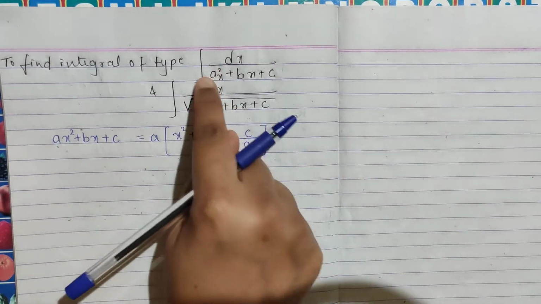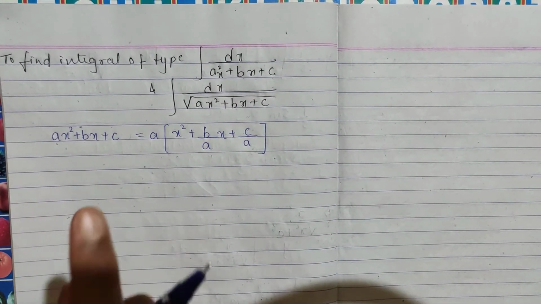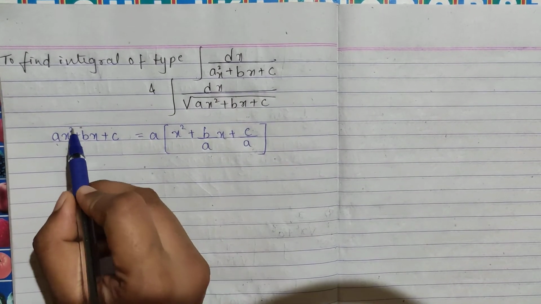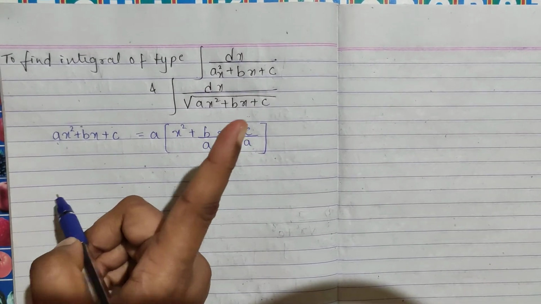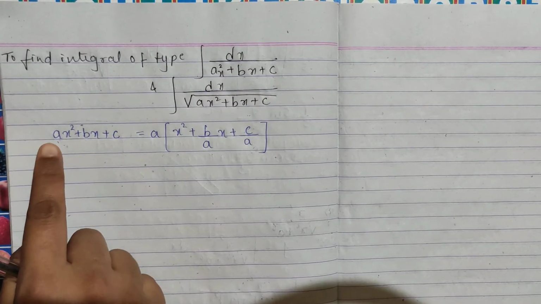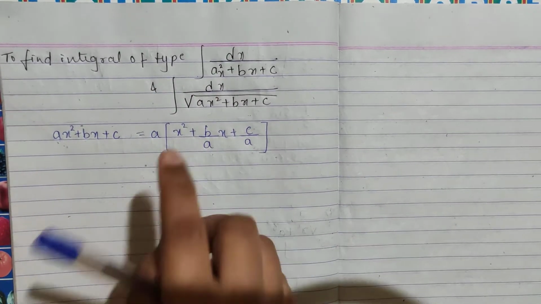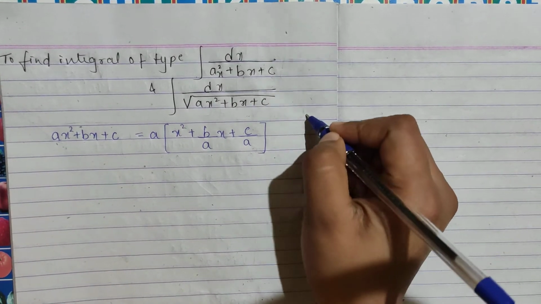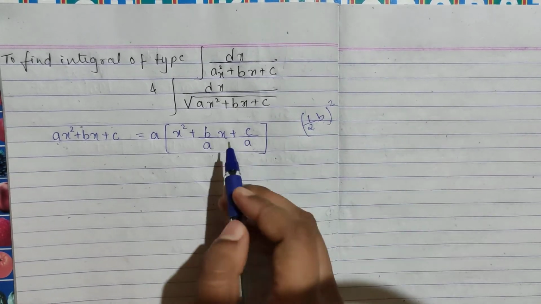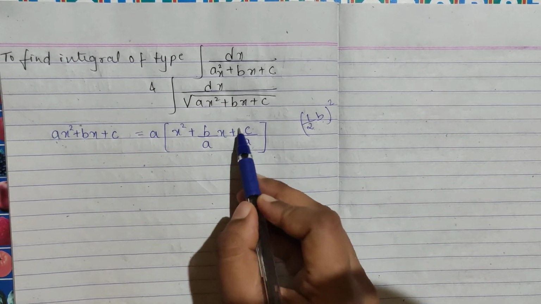Whenever it is in such a quadratic form, you have to make it a complete square so that you can apply the standard formula. For that, first consider your denominator, and make sure your x square coefficient is 1. If it is already 1, directly you can proceed. If it is not 1, take the coefficient of x square as common and the rest will be the leftover part. Next, you have to add and subtract half of b square.